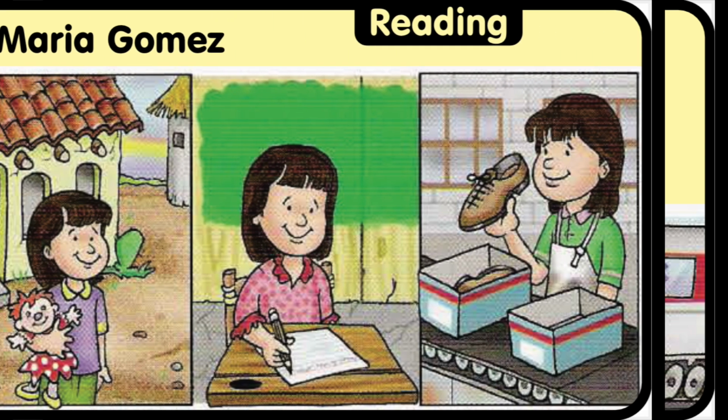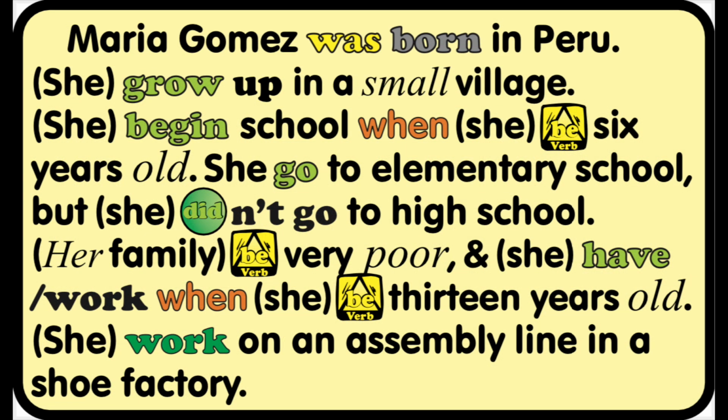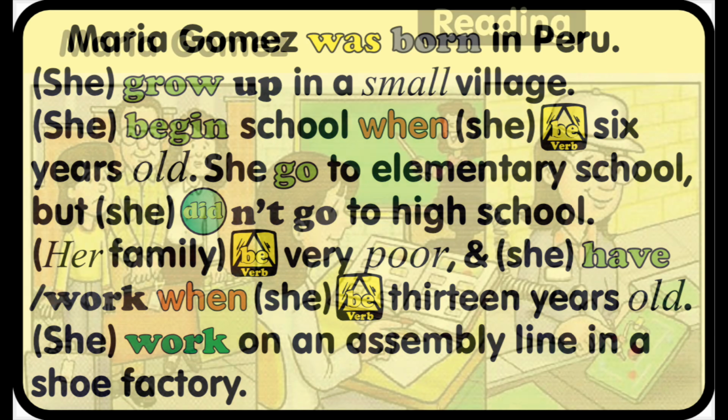All right, now let's do a reading. Maria Gomez. Maria Gomez was born in Peru. She grew up in a small village. She began school when she was 6 years old. She went to elementary school, but she didn't go to high school. Her family was very poor, and she had to work when she was 13 years old. She worked on an assembly line in a shoe factory.